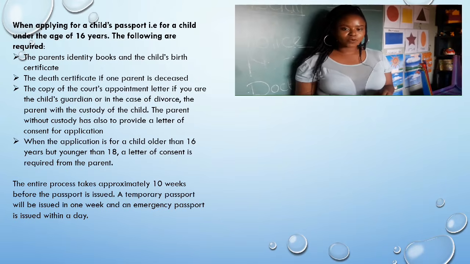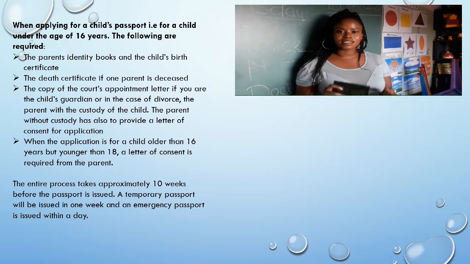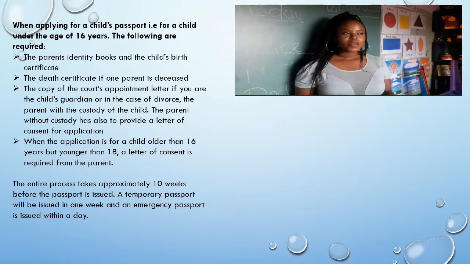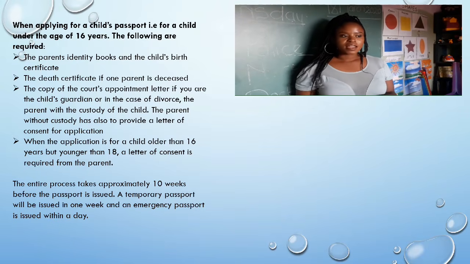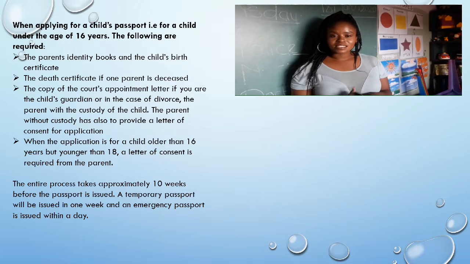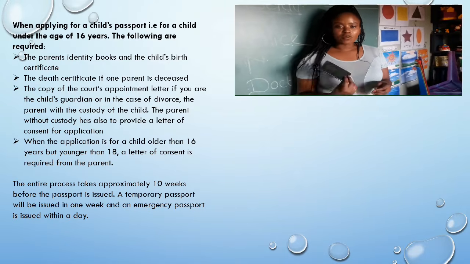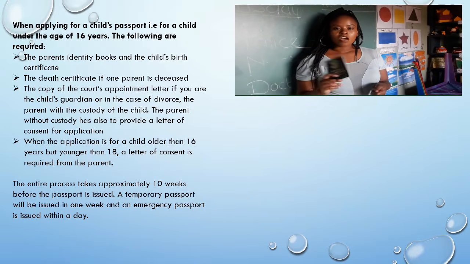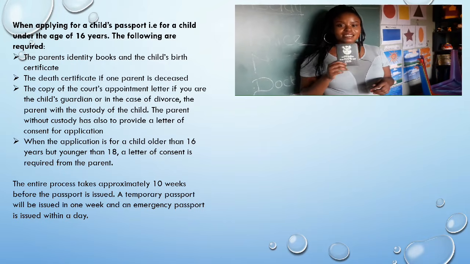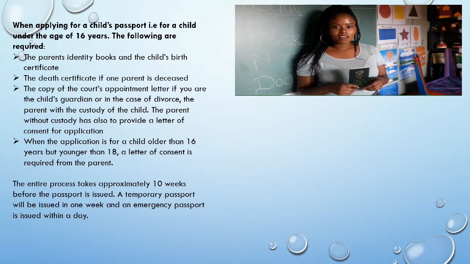For a child's passport, we need both parents' IDs and the child's birth certificate. Now we're talking about the child who is younger than 16 years. If one parent is deceased, we need a death certificate. And then we also need a copy of an appointment letter from the court of the child's guardian. And then also, if the child is more than 16 years old but less than 18 years old, we need a consent letter from the parent.